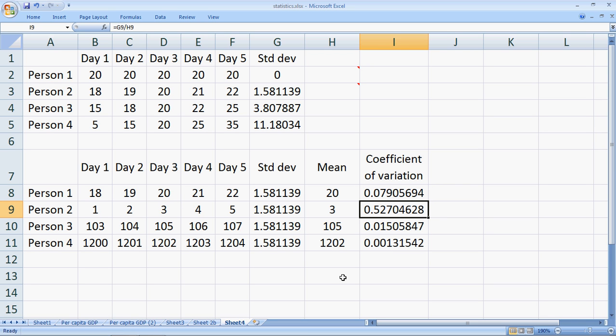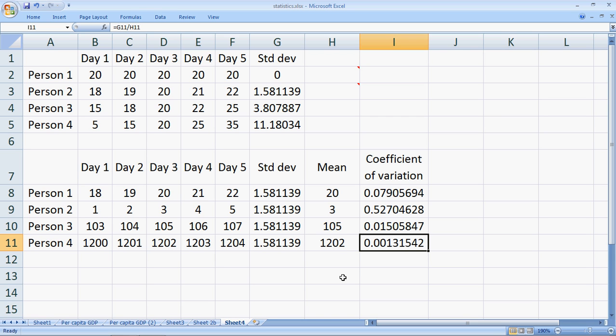that for person 2, the standard deviation as a proportion of mean is more than 50%. But for person 4, the standard deviation is around 0.1%. Alright? So, this is trying to explain how to understand standard deviation and coefficient of variation.